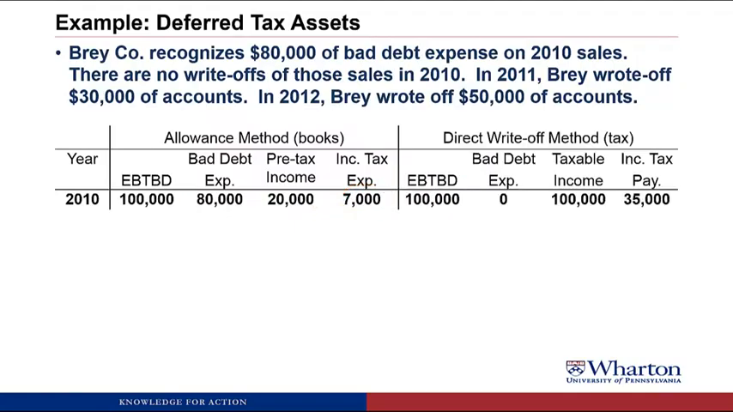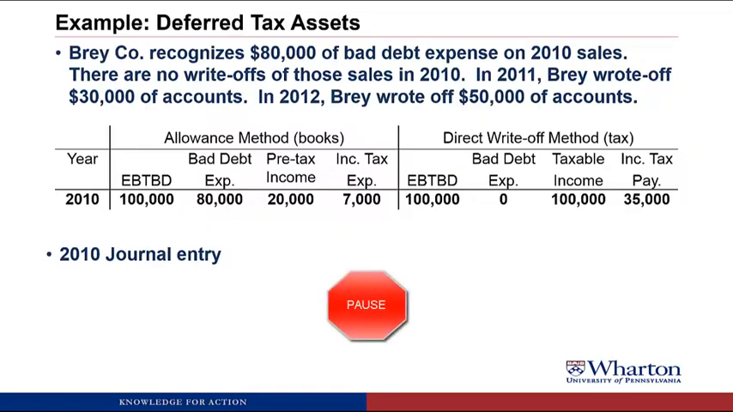Then if you remember earlier in the course, for tax purposes, you use the direct write-off method, which means that you recognize bad debt expense for tax purposes when you actually write off the accounts, not when you make the sales. So assuming the same EBITDA of 100,000, there's no bad debt expense because nothing was written off. Our taxable income is 100,000, times 35% gives us income taxes payable of $35,000. So why don't you try to do the journal entry in 2010 for the income tax expense and the income taxes payable? I'll go ahead and throw up the pause sign.